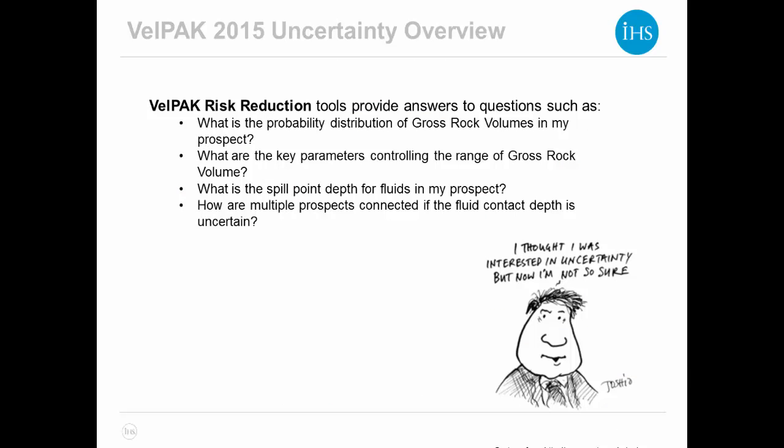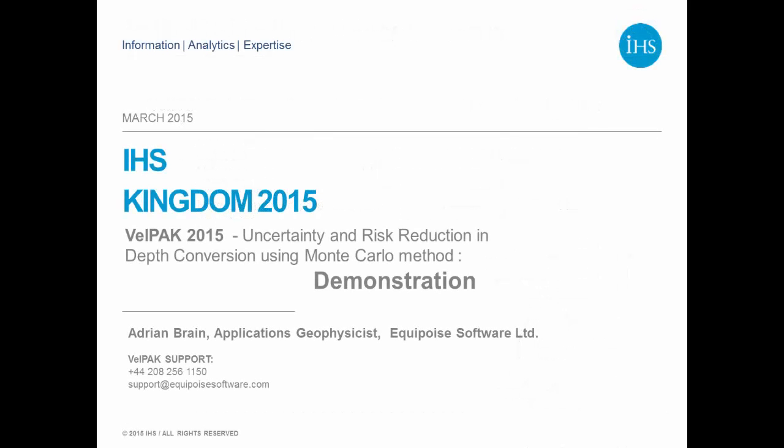So, the new risk reduction module of VelPAK can help answer questions about the probability distribution of gross rock volumes in your prospect, the key parameters controlling the range of gross rock volume, the spill point depth for fluids in the prospect, and how multiple prospects can be connected if the fluid contact depth is uncertain.